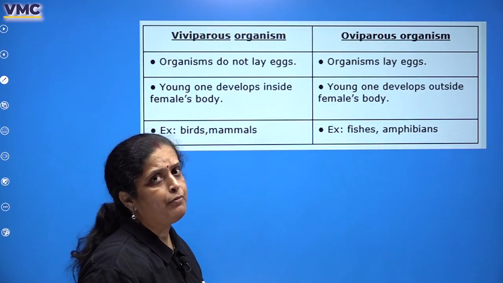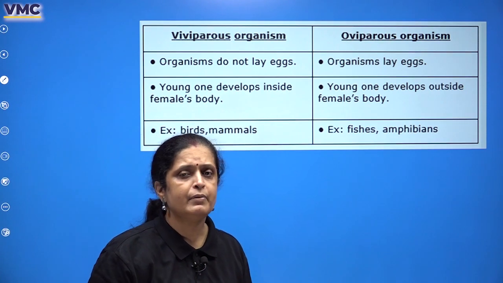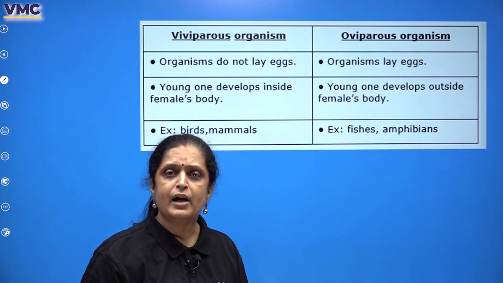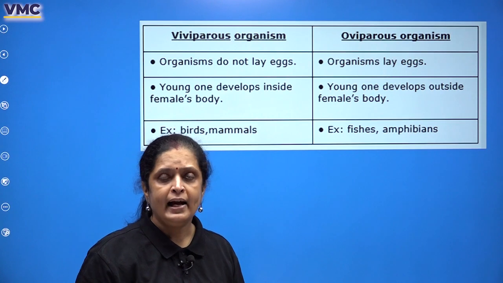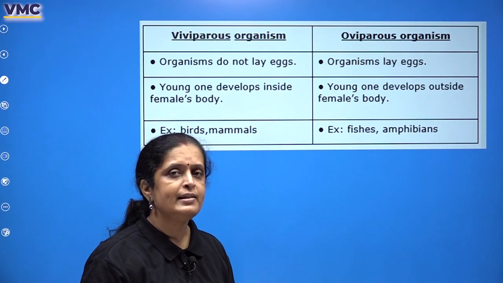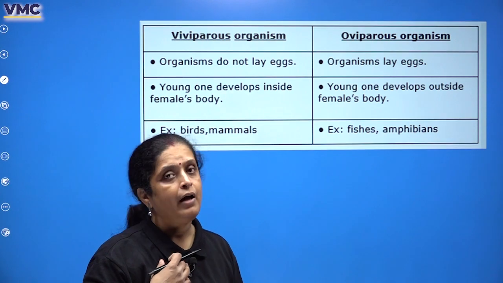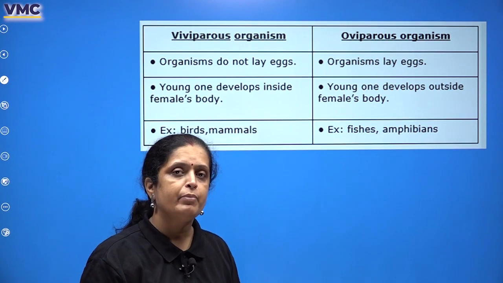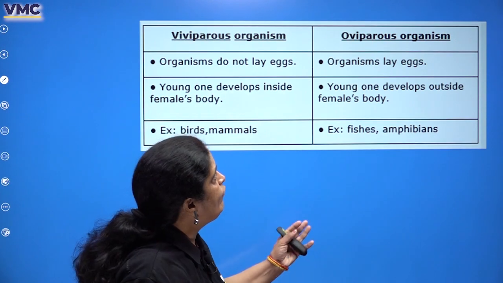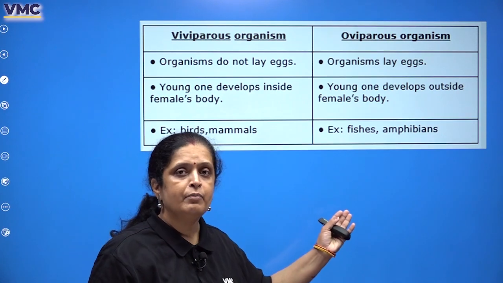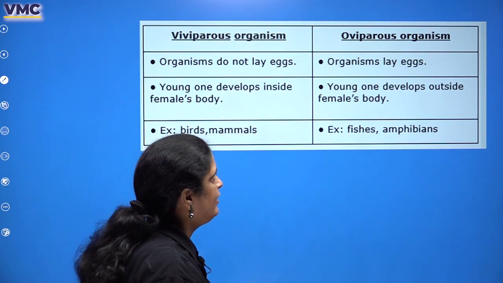There are two types of organisms. Now, every organism does not give birth to young ones, right? Some lay eggs as well. So, how can these organisms be categorized? Always remember, we are viviparous. That means we give birth to young ones, and oviparous are animals which lay eggs, right?